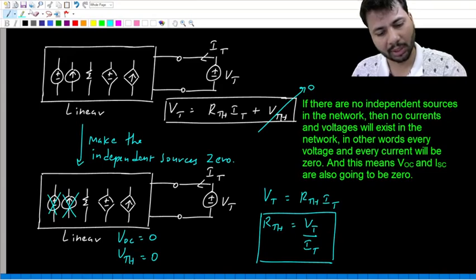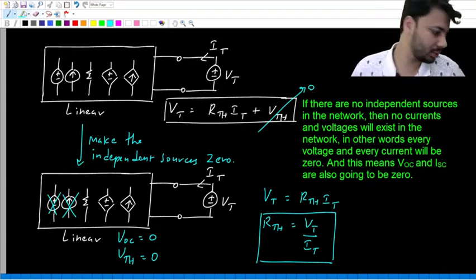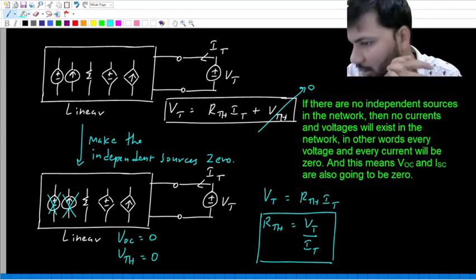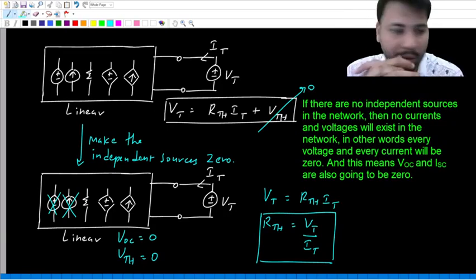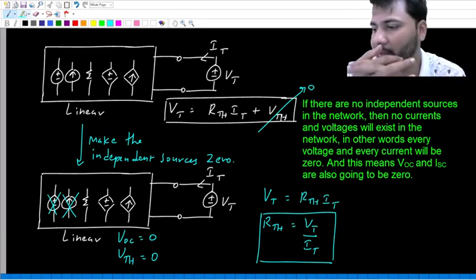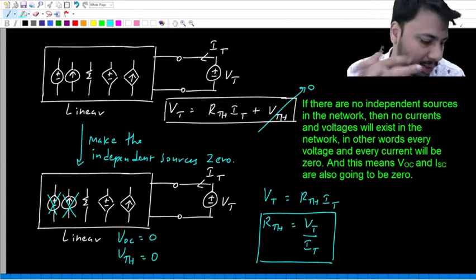That's all. This is all the background that you require for Thevenin's theorem, the Thevenin equivalent, or even the Norton equivalent. Now we'll start looking at actual circuits, and for every network we'll try to find the Thevenin equivalent. That is the main objective.